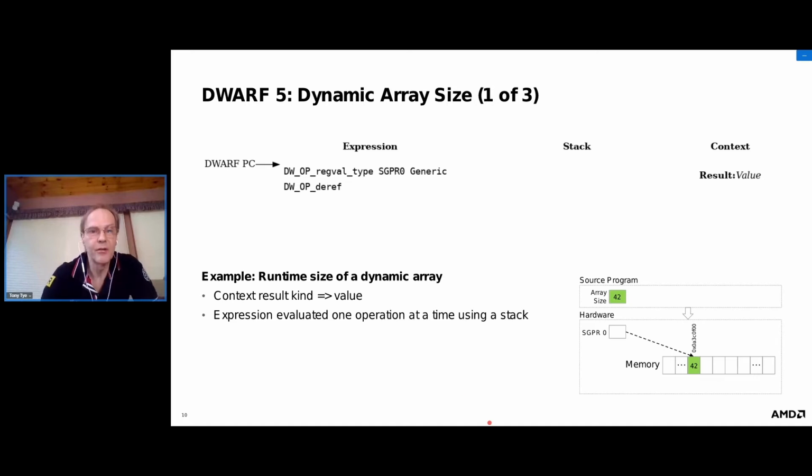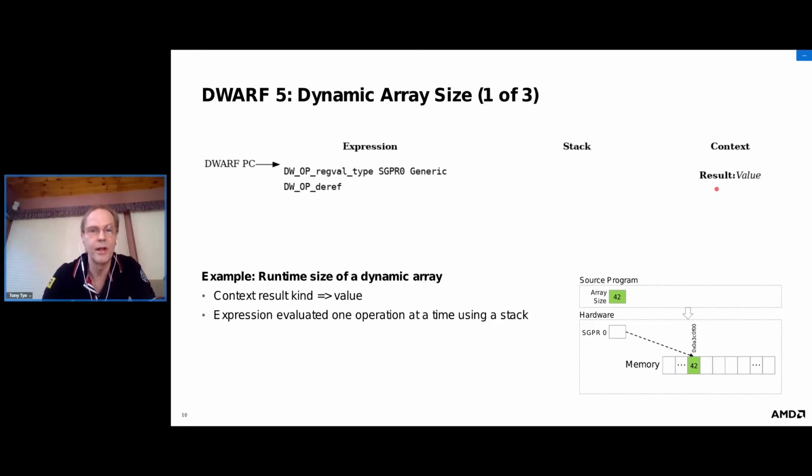So to go through a bunch of simple examples, this is how DWARF 5 currently works. The simple example here is we've got a source program that wants a dynamically sized array, and the size of that array is 42. But the compiler has optimized this. For example, maybe the value was at a certain point relative to the stack pointer, or STPR, and we want to dereference that stack pointer to get to a memory location and read the contents. So this is the DWARF expression that is going to achieve that.